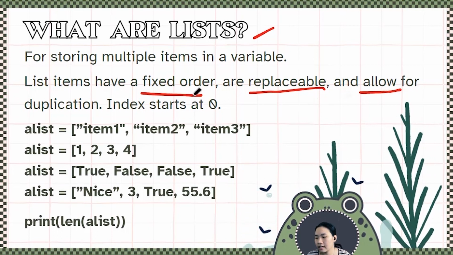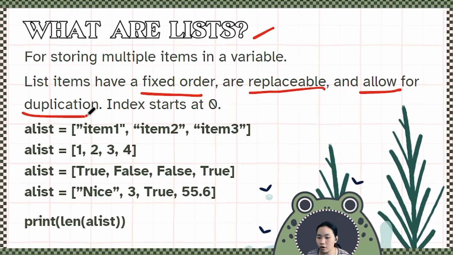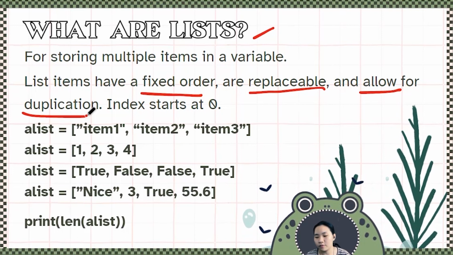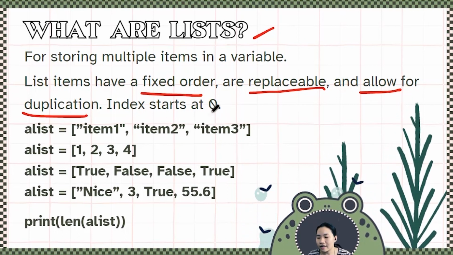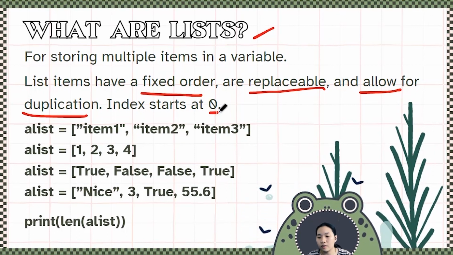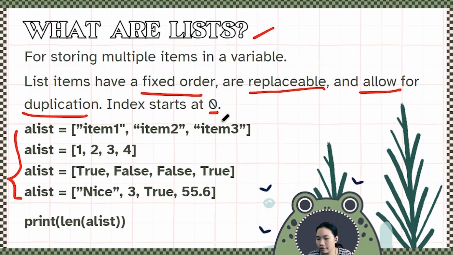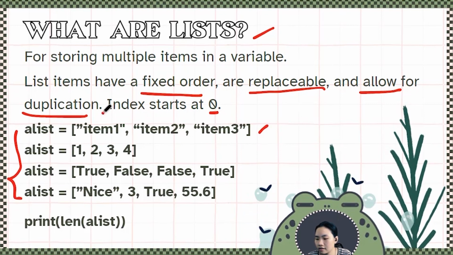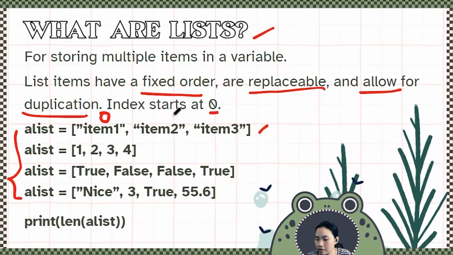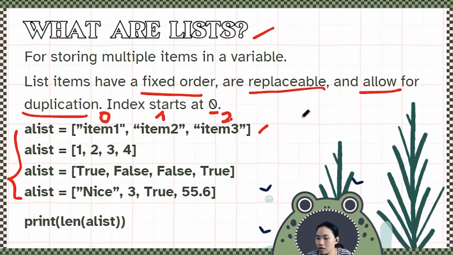Last but not least, lists also allow for duplication. So you can have twins, you can have triplets, you can have quadruplets in the queue, okay? And the index, like we've learned before, starts at 0, it doesn't start at 1. I have a few examples of lists here. For the first list, it starts at 0, right? So item 1 is actually item 0, and item 2 is item 1, and item 3 is item 2.